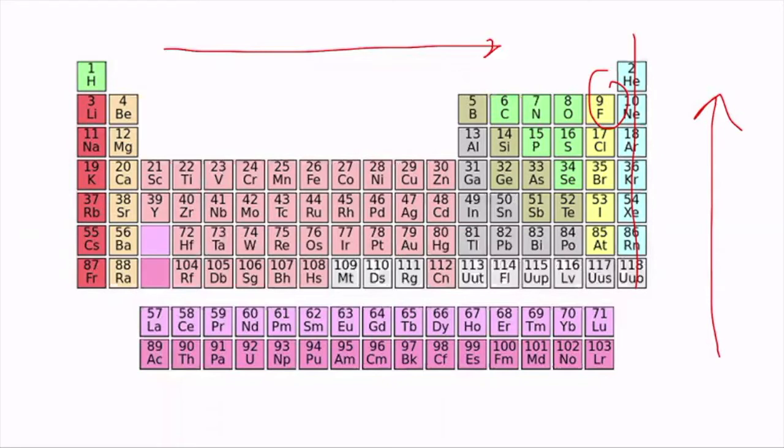There is one exception to this rule, and that is that the electronegativity of hydrogen will be between boron and carbon, which means that it will have a higher electronegativity than boron, but a lower electronegativity than carbon.